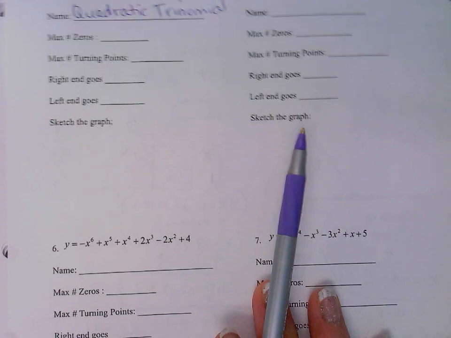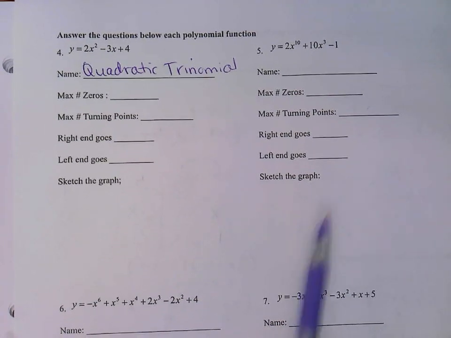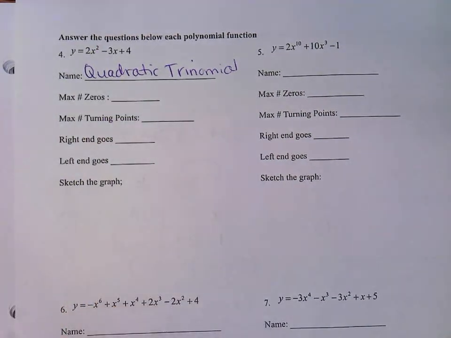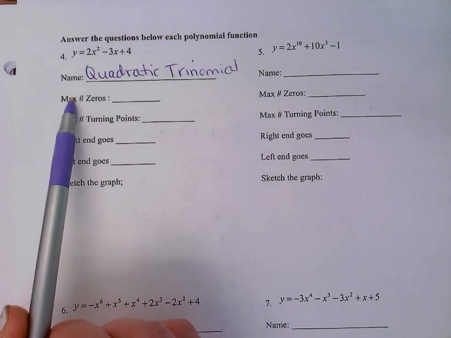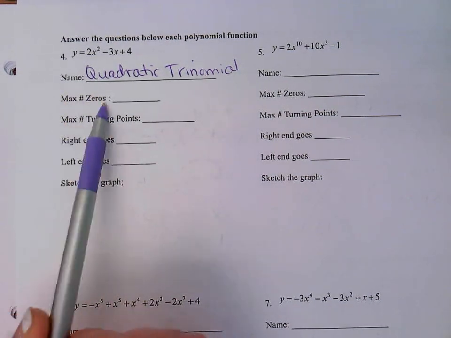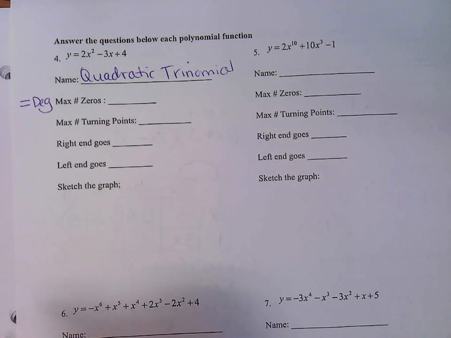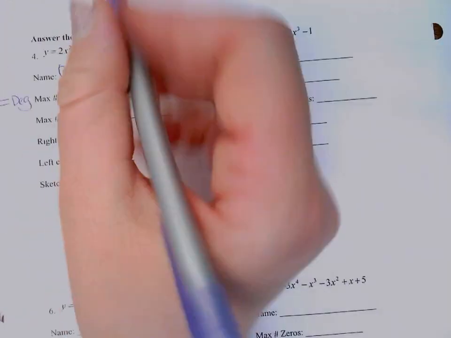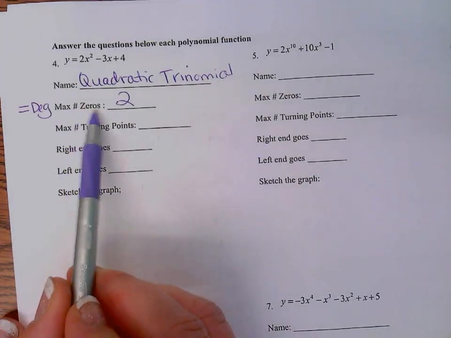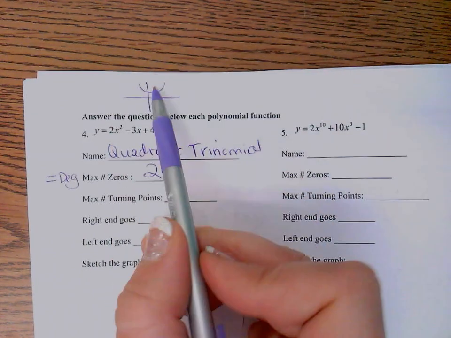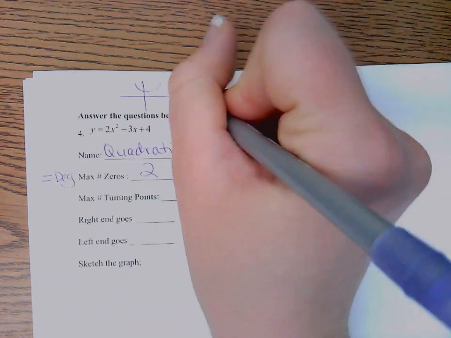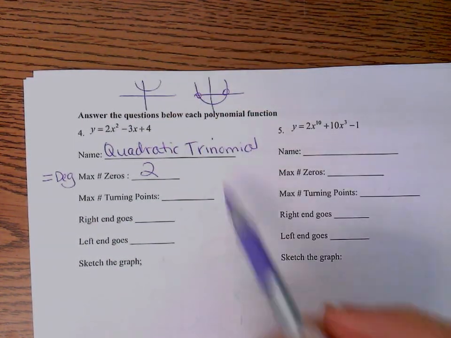So there might not be a specific name for it, like this one has that specific name. The maximum number of zeros is always equal to the degree of the function. So a quadratic could have at most 2 zeros. A zero is an x-intercept. It might not have 2. It might have 0 x-intercepts, right? But at most, it could touch the x-axis twice.